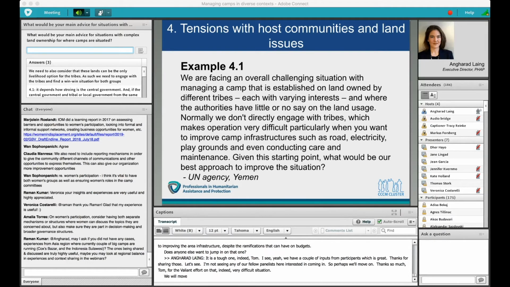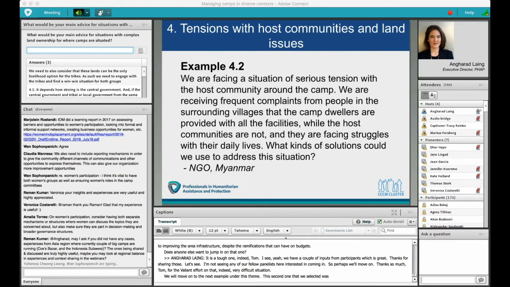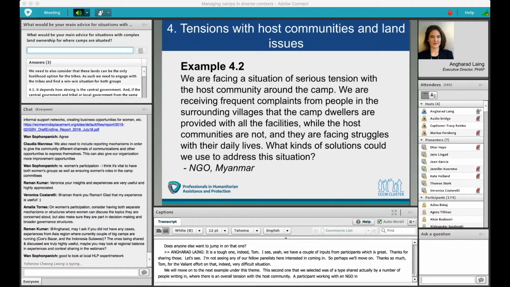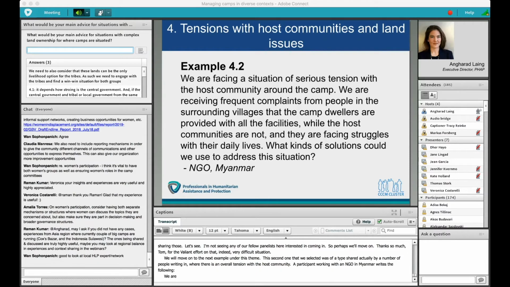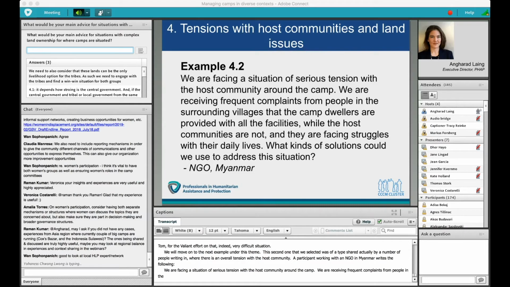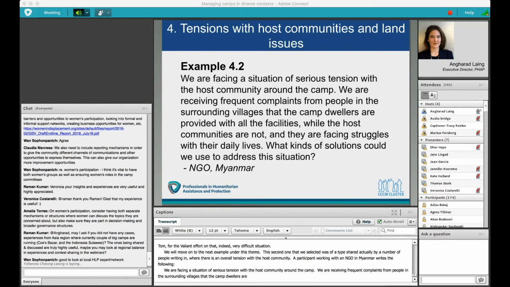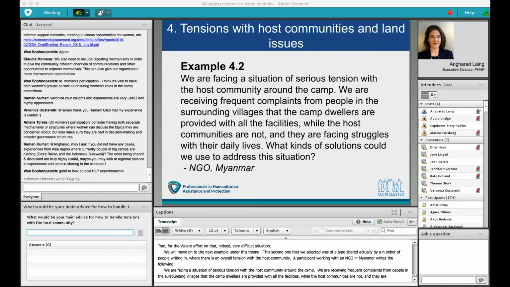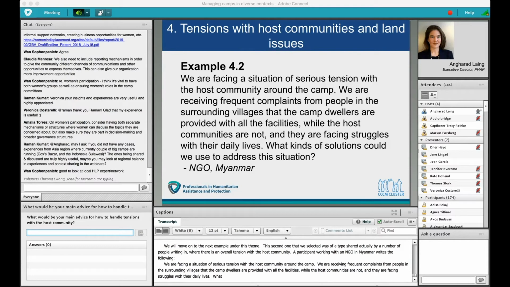The second one that we selected was of a type shared actually by a number of people writing in, where there is an overall tension with the host community. A participant working with an NGO in Myanmar writes the following: "We are facing a situation of serious tension with the host community around the camp. We are receiving frequent complaints from people in the surrounding villages that the camp dwellers are provided with all the facilities while the host communities are not, and they are facing struggles with their daily lives. What kinds of solutions could we use to address this situation?"